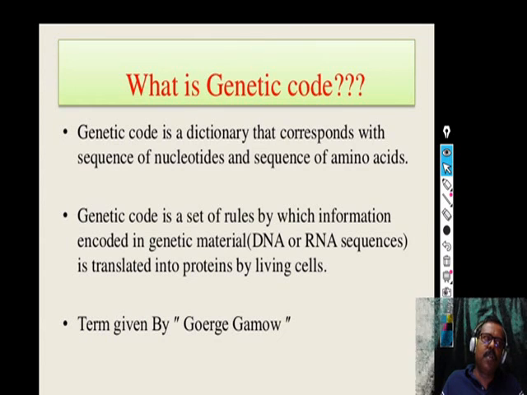The genetic code is a dictionary. It corresponds the sequence of nucleotides with the sequence of amino acids. What do we do with a dictionary? For a new term, we go to the dictionary, we search the term, and we get the corresponding meaning of this individual term.